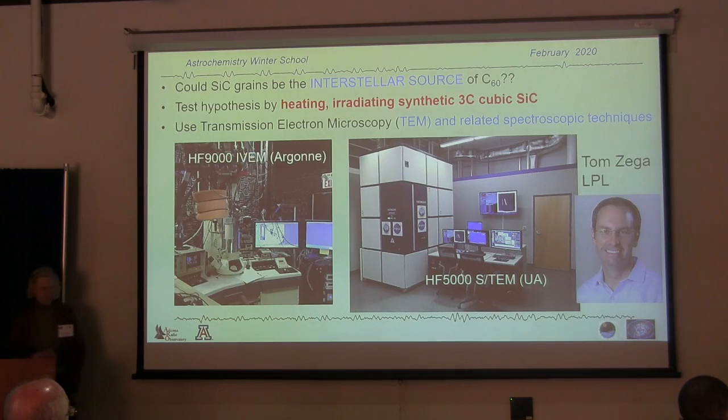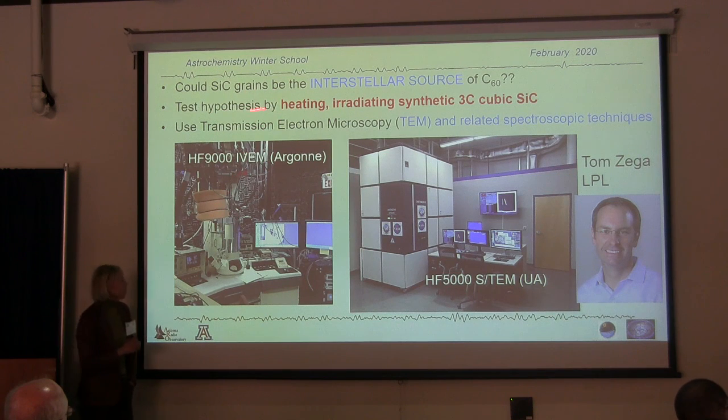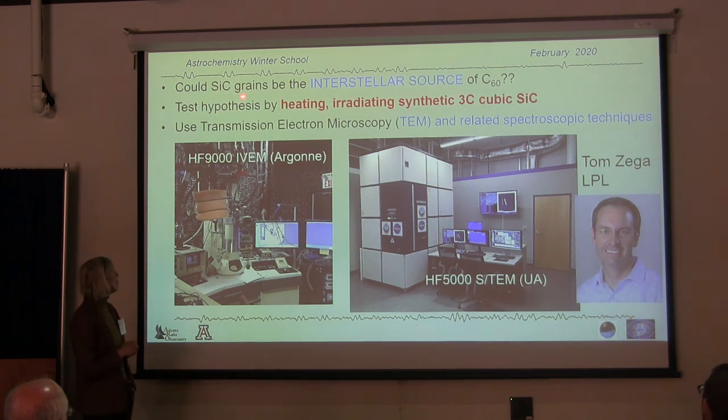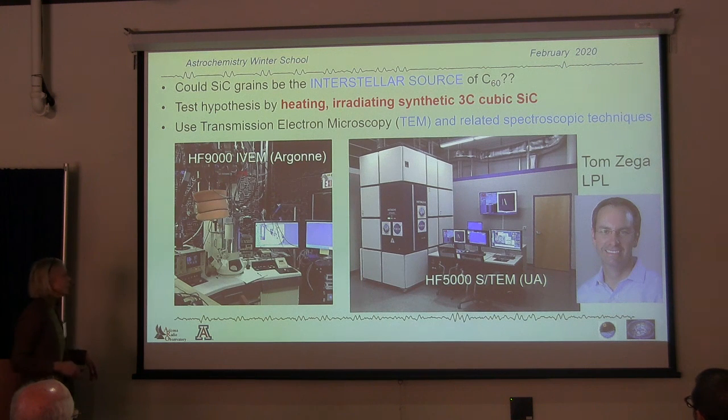Well, it turns out that silicon carbide grains are extracted from meteorites. And the most common form of silicon carbide grains are the 3C cubic. And so one begins to wonder whether silicon carbide grains formed in circumstellar envelopes could be the interstellar source of C60. And to test this, we collaborated with our friend Tom Zega from the Lunar and Planetary Lab, who's an expert in transmission electron microscopy.